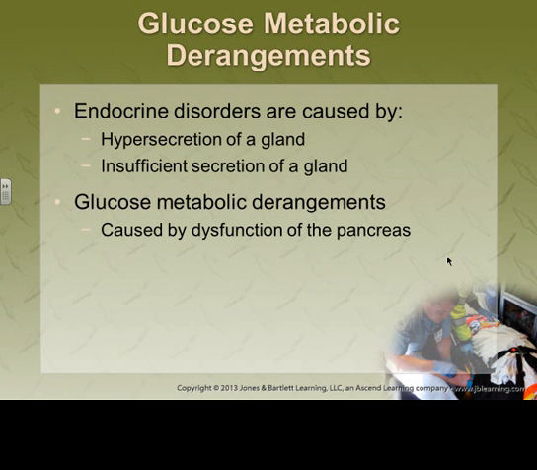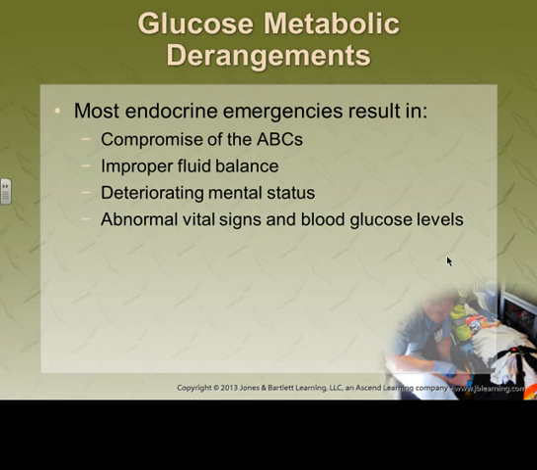Usually endocrine disorders are caused by a couple of things. Either hypersecretion of a gland, hypersecretion of that hormone, as in the case of hyperthyroidism, insufficient secretion of a gland, as in the case of hypothyroidism, or as in the case of diabetes, when they don't secrete insulin. If you have glucose metabolic derangements, it's caused by some function of the pancreas, whether it's not making insulin or it's not making enough insulin.